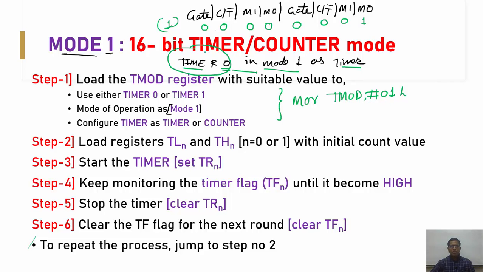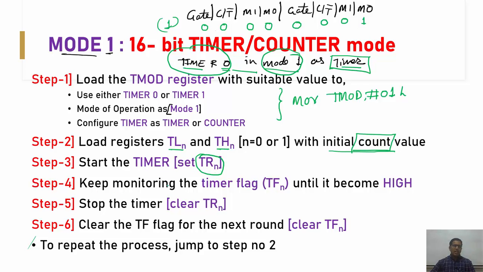Timer 0 is configured in mode 1 as a timer operation, right? Then second, load registers TLn and THn, that means lower 8 bits and higher 8 bits, with the initial count value. After this slide we are going to see how to calculate the count value. This is one of the most important things. Then start the timer, which can be done with the help of the TRn bit which is present in the TCON register.